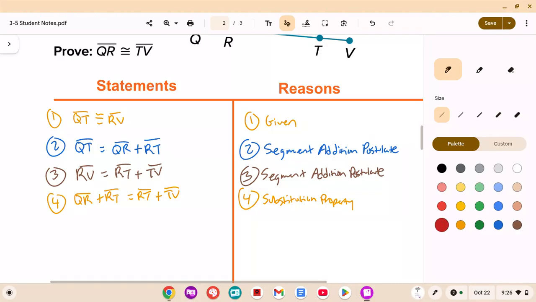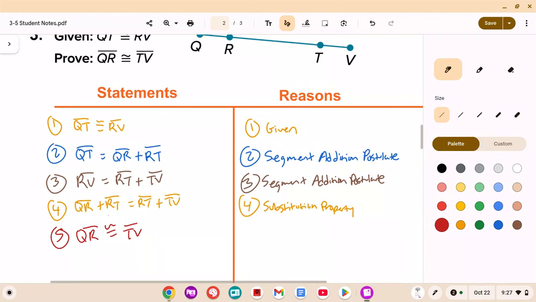Okay. Now, if you look closely at step number 4, you will notice that there's an RT on both sides. So essentially we're going to subtract those. And so that leaves us with a QR and a TV. Those things are equal, or in this case, technically when you talk about segments, you should say they're congruent to each other. And that's what we wanted to prove up above. And again, what I did was I subtracted the RT from both sides. So this is subtraction property. And we made it to the end.